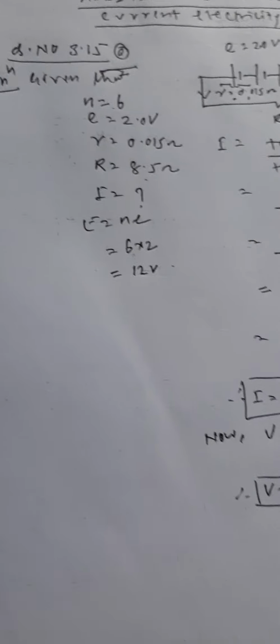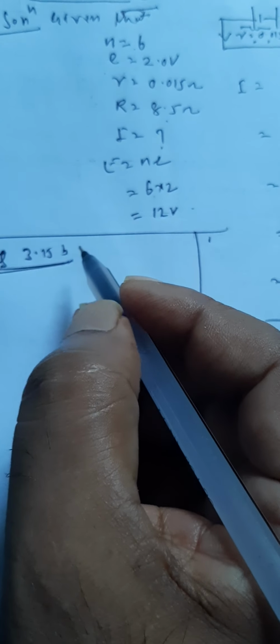question number 3.15a, and next is question number 3.15b, the same question. In this question, a secondary cell after long use has an EMF of 1.9 volt, and it has a large internal resistance, small r equal to 380 ohm.